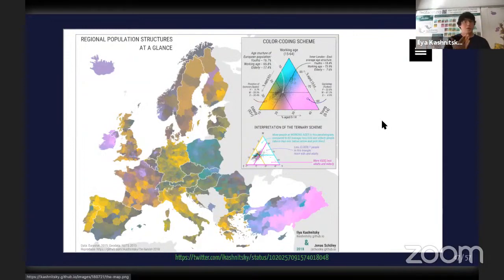Here in this map, we represent population age structures across European regions, and we managed to show a pretty complex story of differences in age structures in just one image. In gray, we have the average European population structure. If the colors move towards the pink spectrum, this means there are more kids in the population than on average in Europe. If we move to the bluish spectrum, that means there are more people at working ages, and yellow means more elderly people.